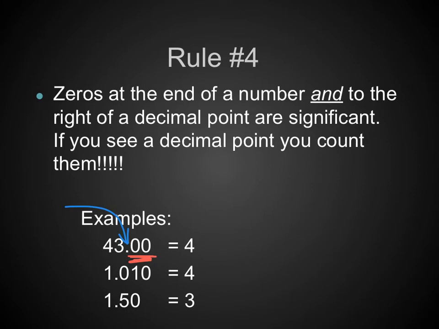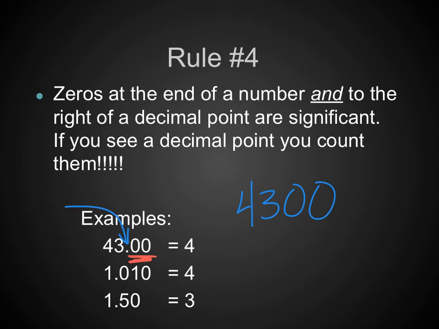If there were no decimal point, let's write it down. Let's say it said 4300, and there's no decimal point in there. See? I don't see any decimal point there. There's no decimal point there, or there, or there, or there. Because there's no decimal point, those zeros don't count. If you do see a decimal point, the zeros count. So in this particular case, right here, there's 4 significant digits. In this case, there would only be 2 significant digits.